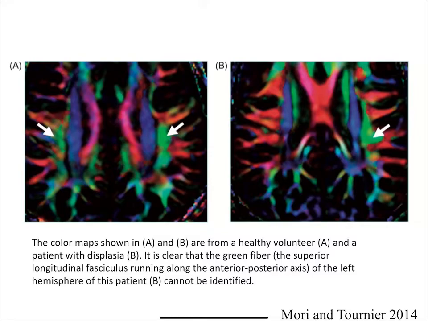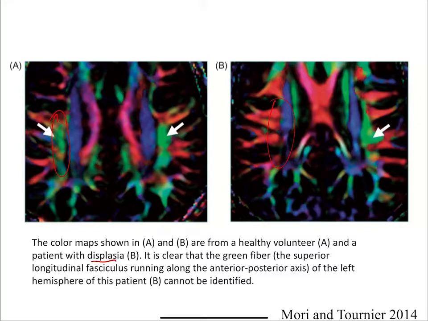And then in terms of applications, it's also a very quick way of seeing what's different. So for example, here is a picture from a healthy volunteer on the left and a patient with dysplasia on the right. And clearly, this thing that's in the healthy subject, that sort of anterior posterior fiber, appears to be missing in the patient. Okay. So it's just a very quick way of seeing what's normal or what's abnormal.